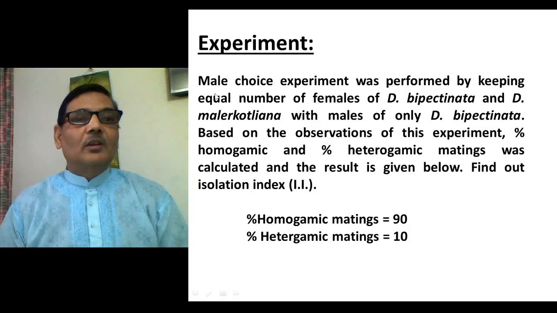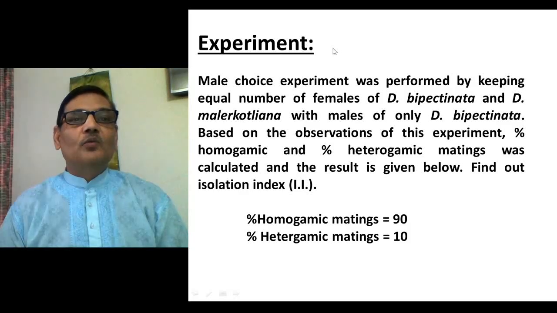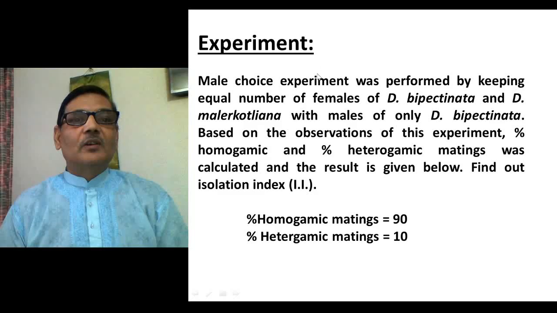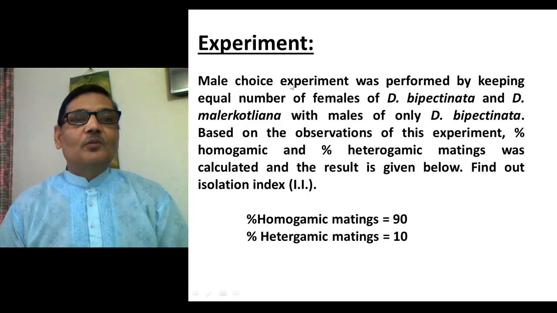Now come to the experiment. What experiment do we do? Actually we put in the food vials or food bottles the Drosophila bipectinata male flies along with its own females as well as females of malerkotliana, and we are then able to analyze the percentage homogamic and heterogamic matings. So here is an experiment.